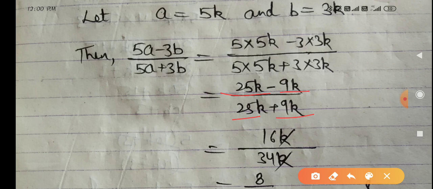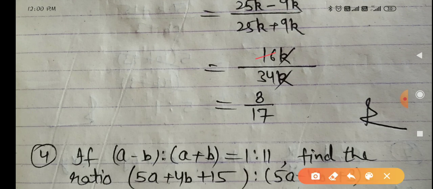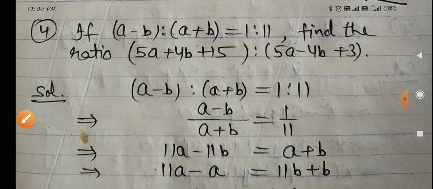25k minus 9k is 16k, 25k plus 9k is 34k. k is cancelled with k. 2 8s are 16, 2 17s are 34. So 8 upon 17 is the final answer. So these are very easy questions. You see one more question, the fourth question.